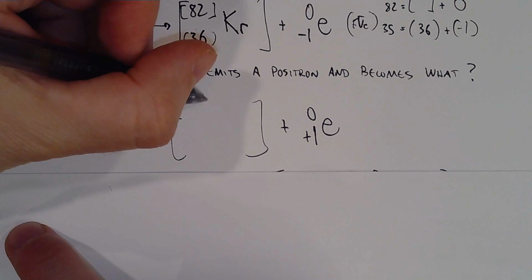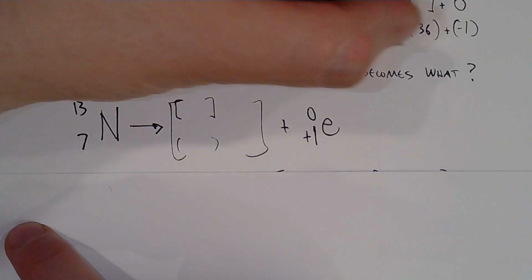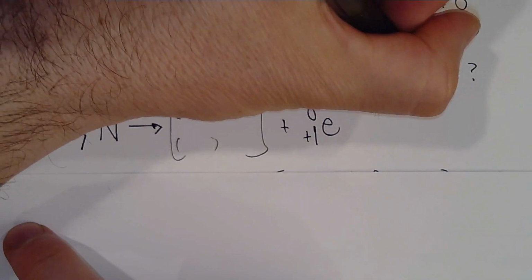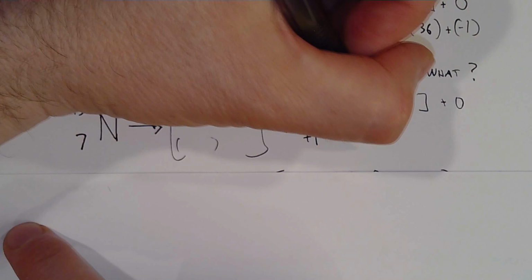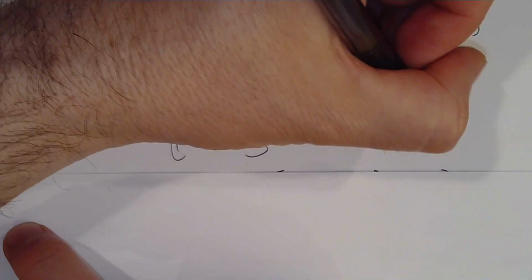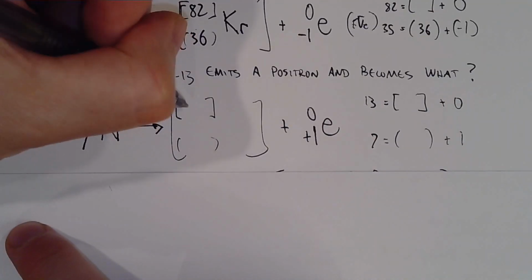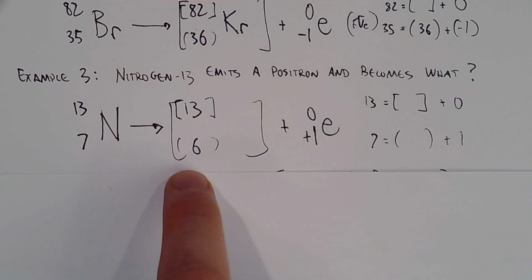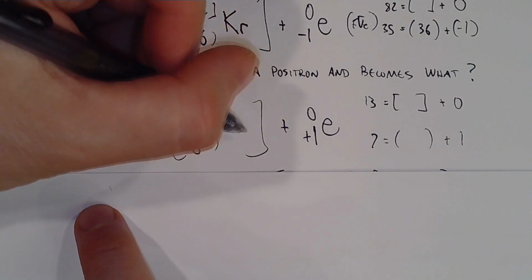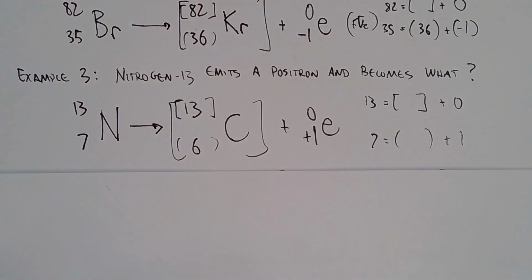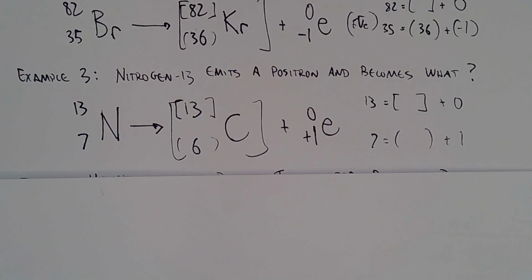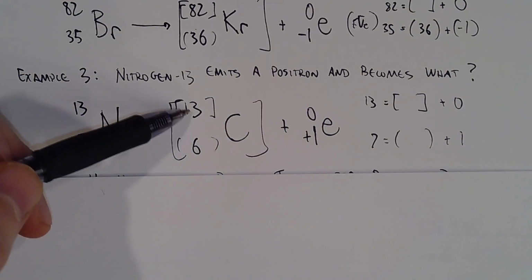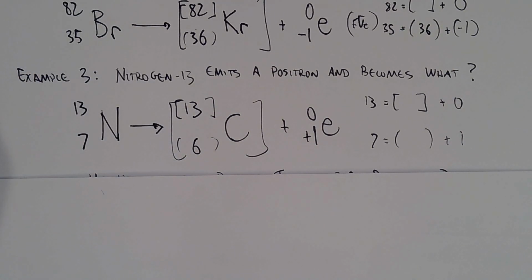Okay. Bracket on the top, bracket on the bottom. Again, not too crazy. 13 equals something plus 0. And 7 equals something plus 1. So the number on the top here has to be a 13. The number on the bottom there is a 6. 6 defines our element. Atomic number 6 is carbon. So this is carbon 13. So nitrogen decays into carbon 13. The number on the bottom tells you the element. The number on the top tells you what the isotope of that element is.